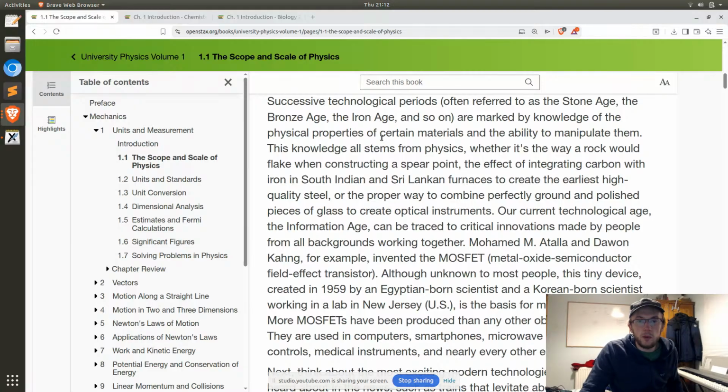This knowledge all stems from physics, whether it's the way a rock would flake when constructing a spear point, that's for the Stone Age, the effect of integrating carbon with iron in South Indian and Sri Lankan furnaces to create the earliest high-quality steel. Okay, is that referring to the Bronze Age then?